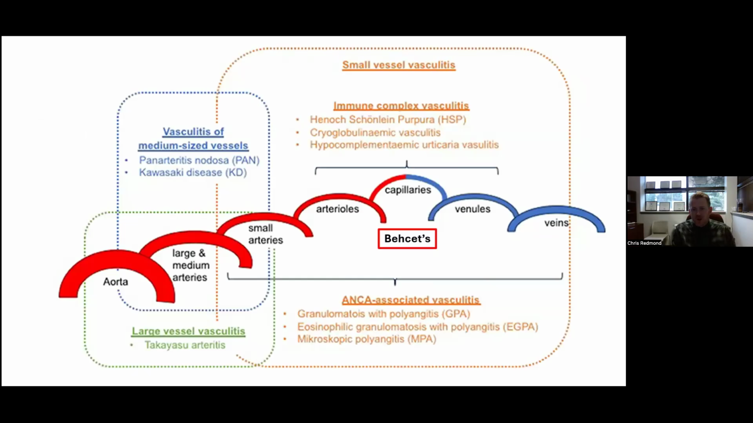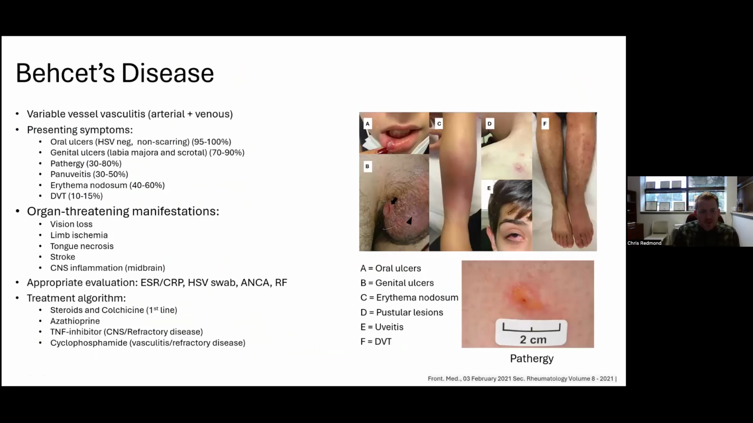Okay, so that was a kind of a whirlwind of small vessel vasculitis. Before we move on to the medium vasculitis, I just want to talk about Behçet's, which can involve small, medium, and also the veins. And so in Behçet's, it's a variable vessel vasculitis. So our arteries and veins are both involved. Presenting symptoms are kind of oral ulcers, so usually they're HSV negative. Oral ulcers here, and then genital ulcers typically around the labia majora and the scrotum, again, swab for HSV negative.